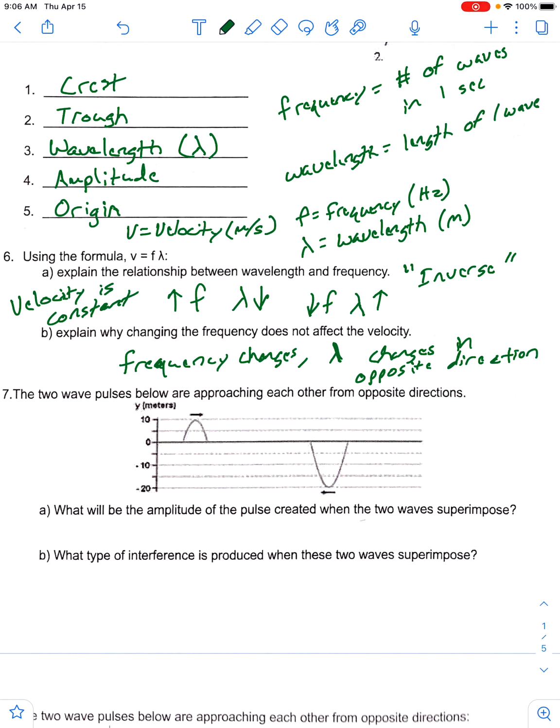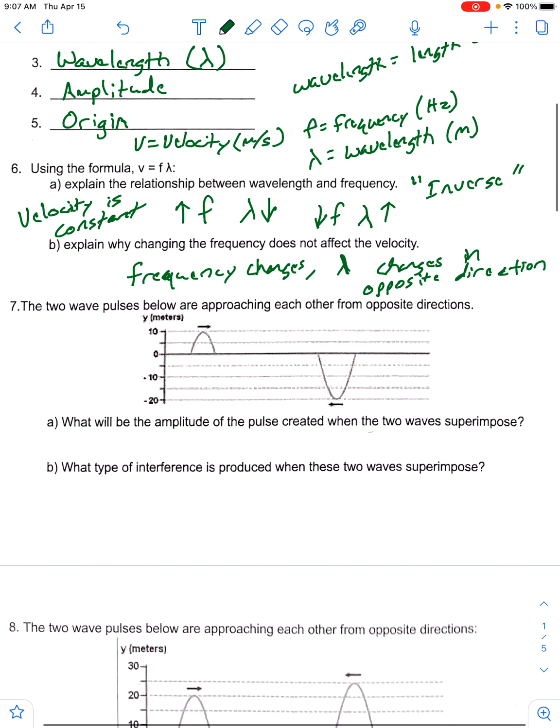Okay, so that's why velocity doesn't change. Because if frequency goes up or goes down, the wavelength is just going to go in the opposite direction. It's like you trying to pour water into a container that has a hole in it. I can keep adding water all I want, but if I have water leaking out just as much, we're not going to go anywhere. Okay, so that's the main difference between frequency and wavelength.